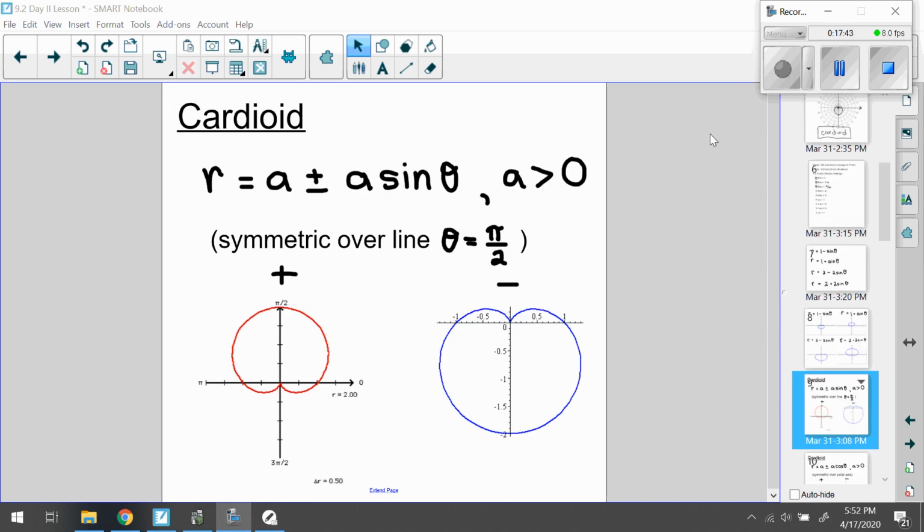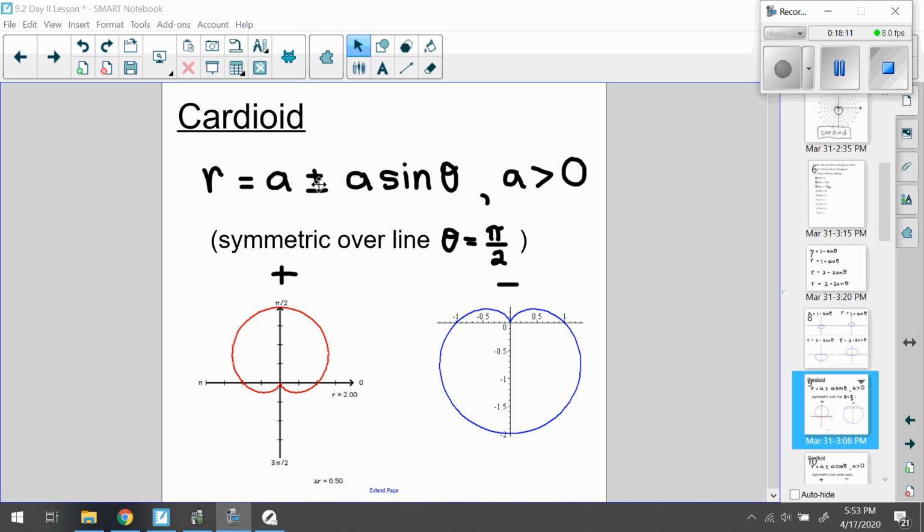Let me flip to the next slide and show you what that is more specifically. So anytime we have a polar equation of this form, r equals a plus or minus a sine theta, where a is greater than 0, that's going to graph a cardioid. And what I want you to notice is that this number here and here, they're both the same. So it's only going to be a cardioid if both of these numbers are the same. So it could be a 1 and a 1, it could be a 2 and a 2.